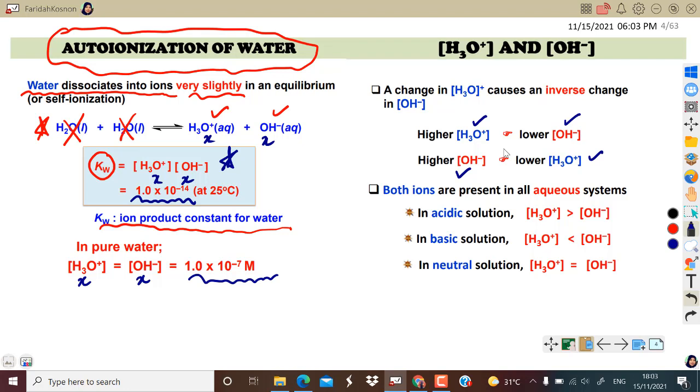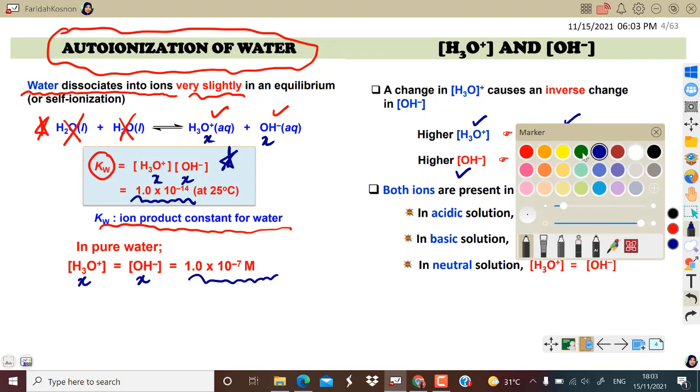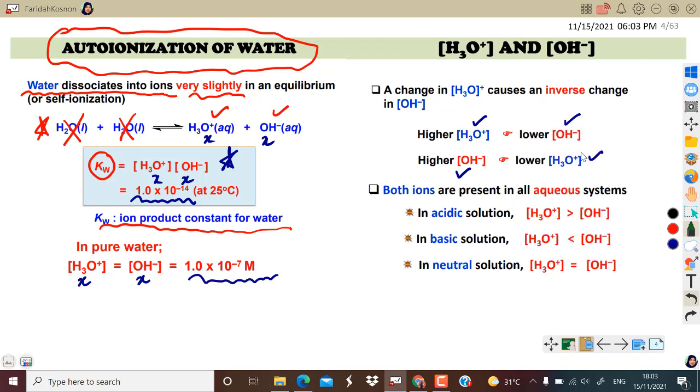Okay, by using the concentration of hydronium ion and hydroxide ion, we can compare the strength, the acidity or basicity of a solution. Okay, if the concentration of hydronium ion is larger compared to concentration of hydroxide ion, the solution is an acidic solution. If the concentration of hydronium ion is less than concentration of hydroxide ion, the solution is a basic solution. And if the concentration of hydronium ion equals the concentration of hydroxide ion, the solution is a neutral solution.